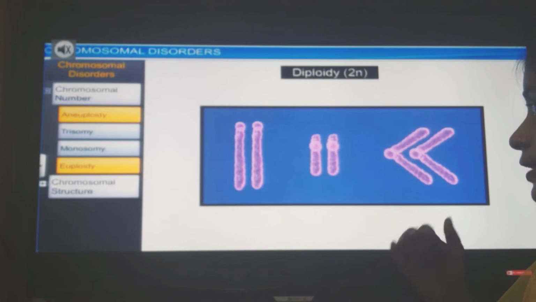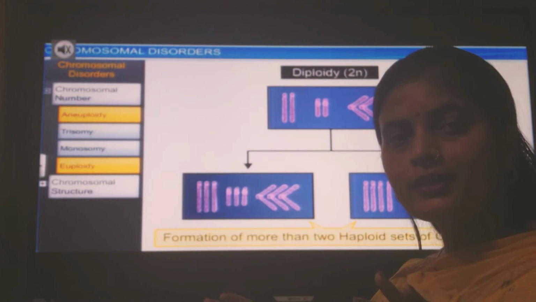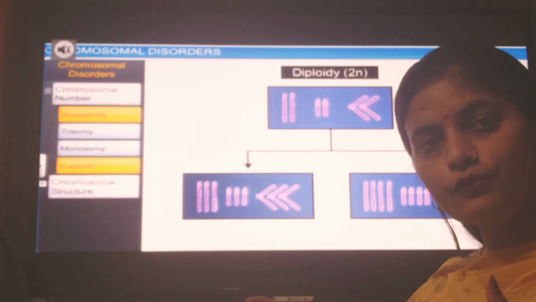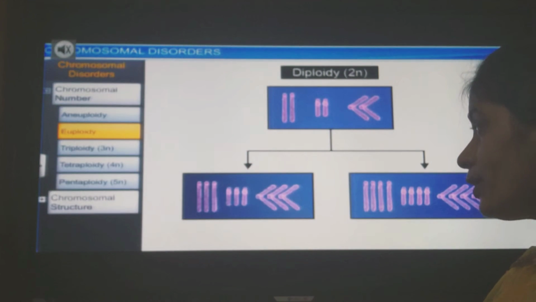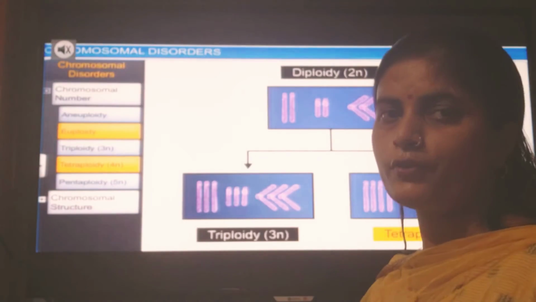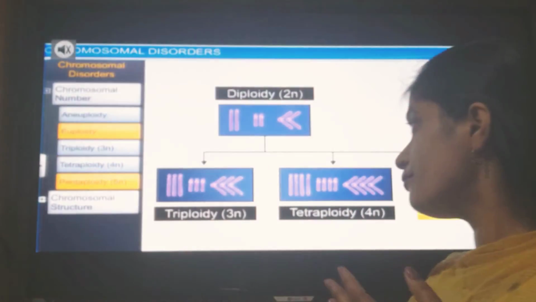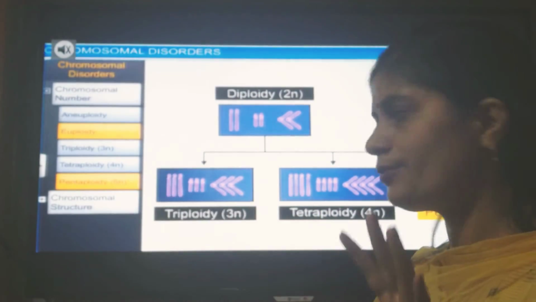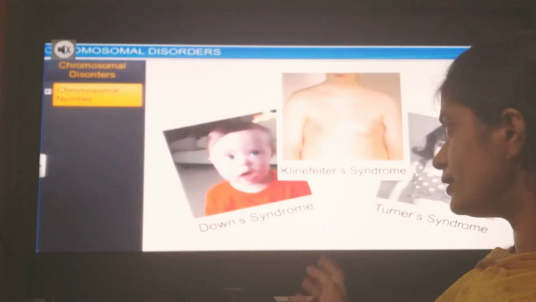Now next is euploidy. What is the condition of euploidy? You can see the formation of more than two haploid sets of the chromosome. Haploid sets would be there, but it would be more than two. Then that would be called euploidy. You can see examples of that, like diploidy, triploidy, tetraploidy. Diploid, that number of chromosomes could be there. Triploid, that means 3 sets. Tetraploidy, 4 sets. Pentaploidy, that means 5 sets. So you can see how many types, triploidy, tetraploidy, different ploidies there are.